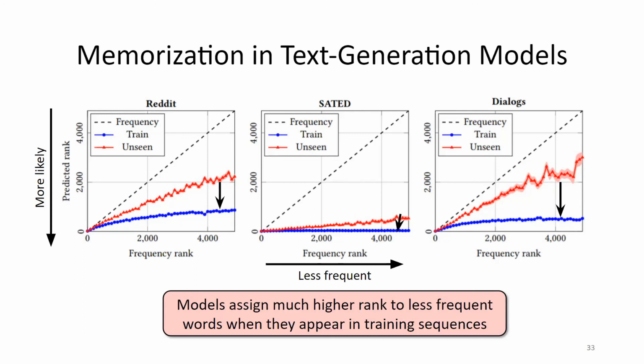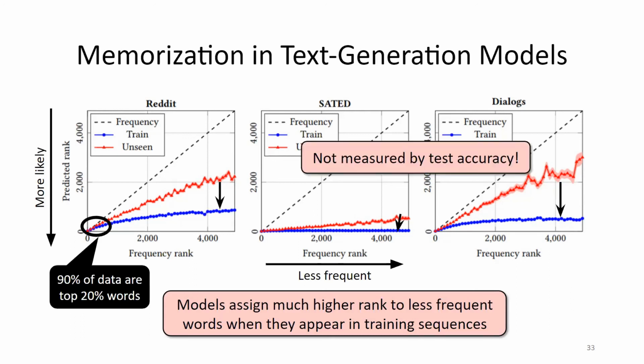However, this gap is not captured by test accuracy at all because 90% of data are from the top 20% of words, where we don't see such a gap. In other words, you only need to do very well on these most frequent words in order to achieve a high test accuracy.